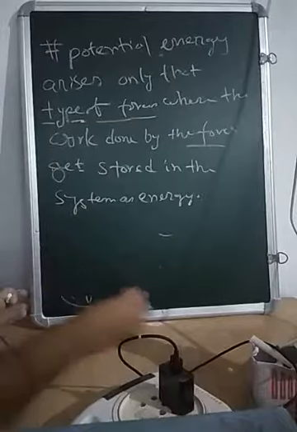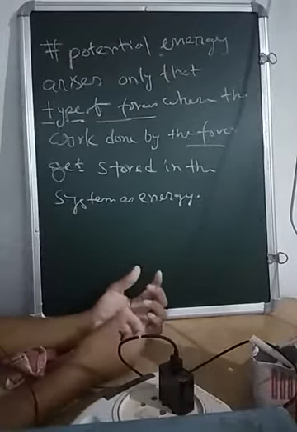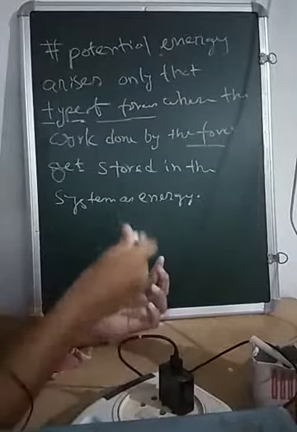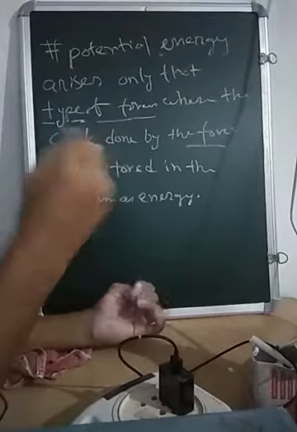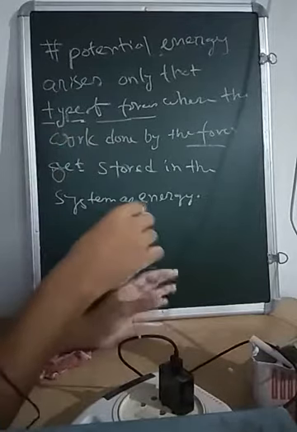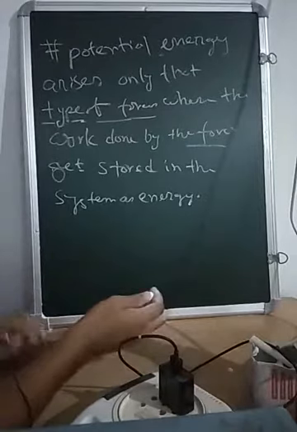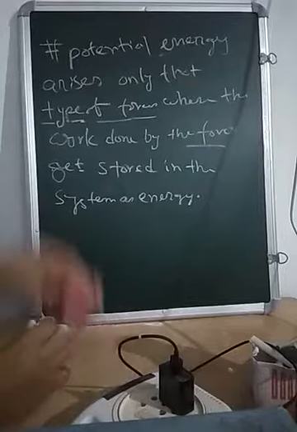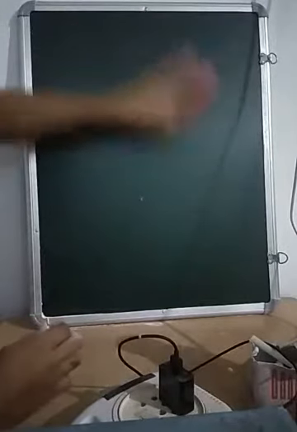Similarly, during compression of a spring, what happens when you compress the spring? The force applied by the finger to the spring gets stored in the spring. When it is in compressed form, the force applied by us to the spring is stored in the spring as potential energy. So in this type of cases, this type of system, potential energy arises. The concept of potential energy comes in only in this type of cases.